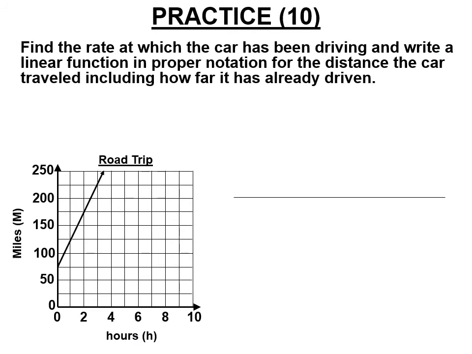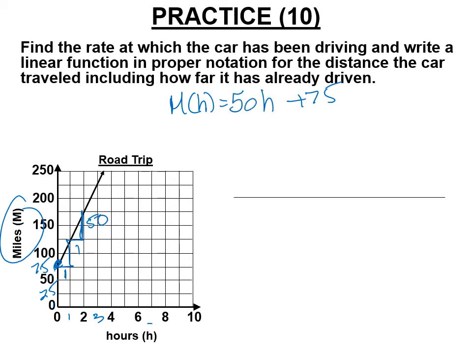This car has been driving, and write a linear function in proper notation for the distance. All right, so we're going to do m for miles as a function of hours, and it starts at what? Each one of these is worth 25, so the y-intercept is 75. Now the slope, right? The run here still is 1. 2 boxes going, but each box is worth 25. So how fast is this car going? This car is going 50 miles every hour. That's what this means. Slope here is 50.